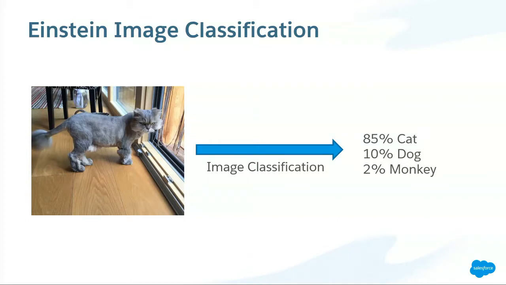Einstein Image Classification allows us to categorize objects on an image. If you think about it, trying to derive any meaningful information from social media would be very difficult if we can't get any information from an image that somebody would post. Luckily, this is very easy with Einstein Platform Services.